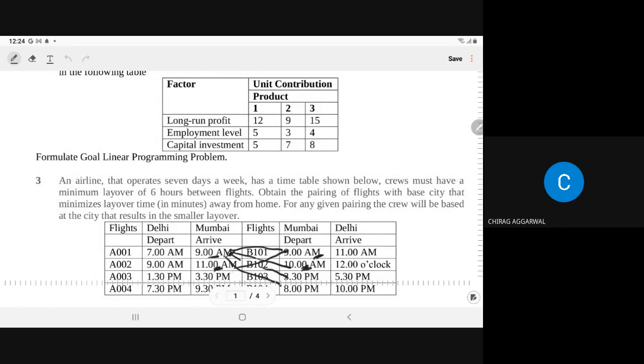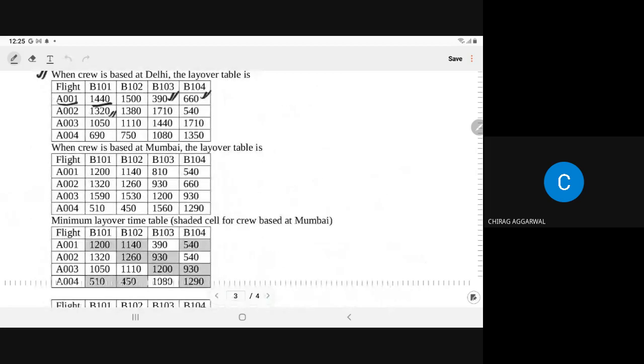Then 11 and 10, total 23 hours. 23 hours is 1380. 11 to 3:30 is not 6 hours, so when it is not 6 hours, it will become how much? 11 to 11 is 24, 24 and 3:30 makes 28:30. 28 hours 30 minutes into 60 is 1710.